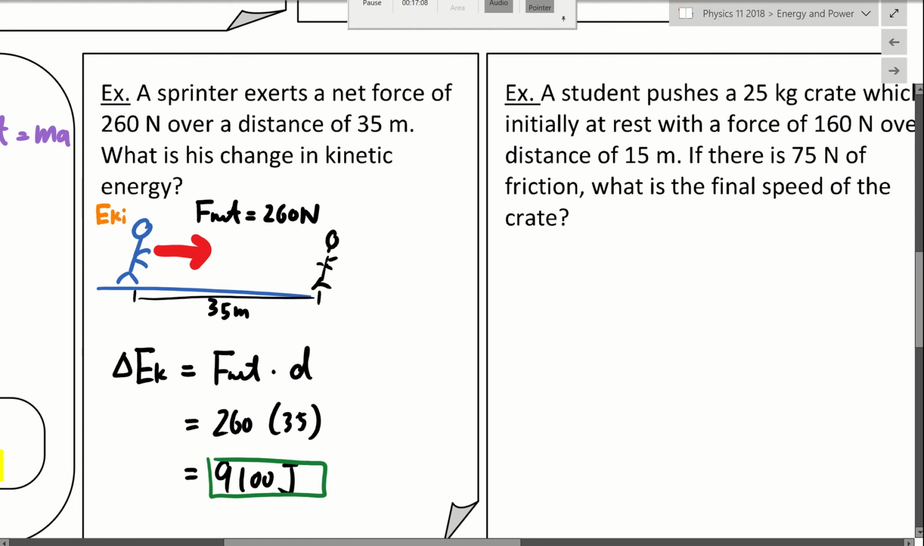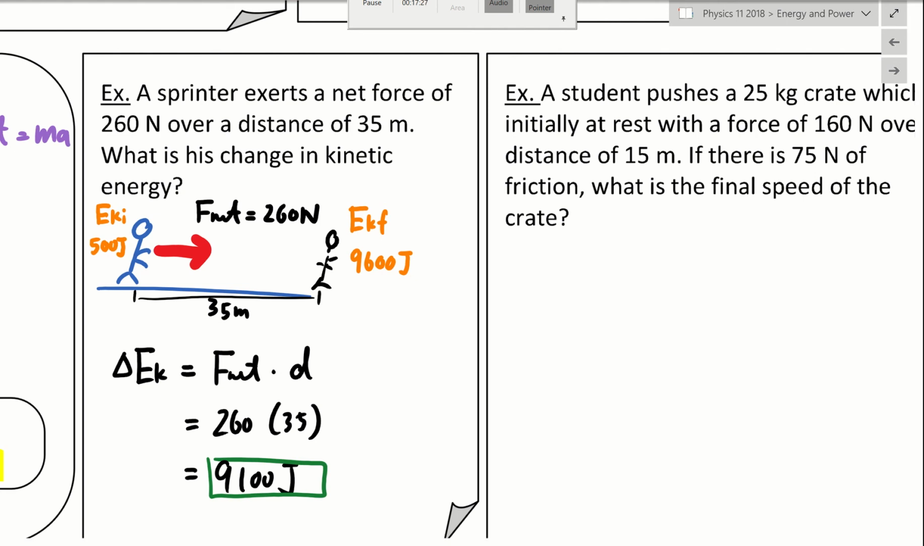So for example, your initial kinetic energy could be 500 joules. So what is your final kinetic energy? It will be 500 joules plus this change, which is 9,600 joules. Does that make sense? The change is 9,100. So you were already running. Someone pushed you in the back, so you run faster. So that's the kinetic energy change, not the actual kinetic energy.